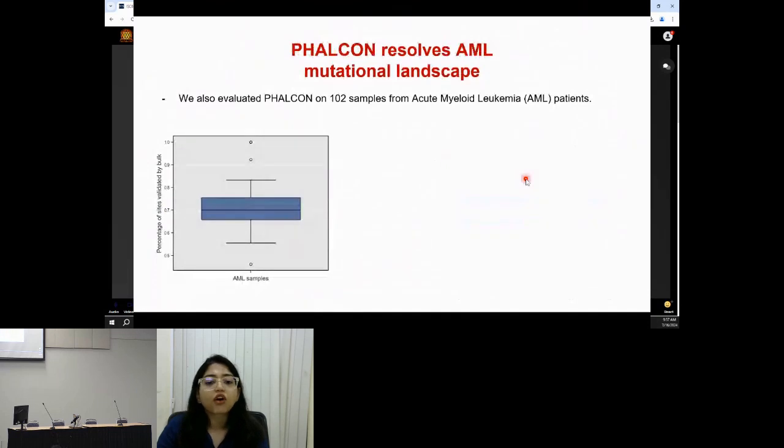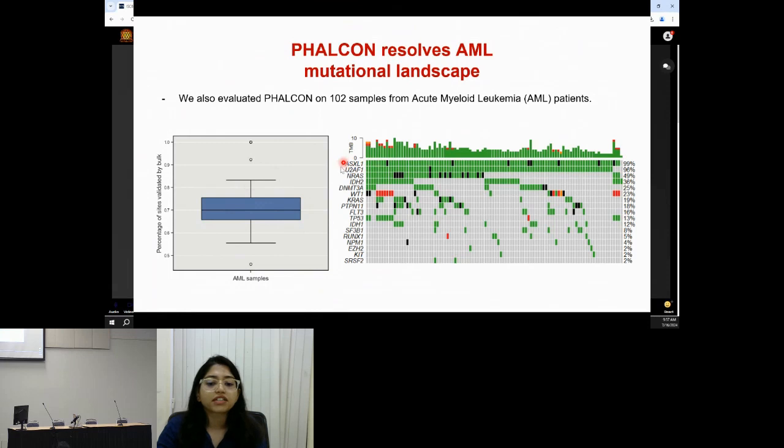Next, we tested PHALCON on a cohort of 102 samples from acute myeloid leukemia patients. And this is the box plot for the percentage of sites that were validated by the bulk. And we are seeing that over 70 to 80% of the somatic mutations that were inferred by PHALCON were also orthogonally validated by the bulk data. We are also finding mutations in two very important genes, ASXL1 and U2AF1, in about 96 to 99% of the samples. And this was not very much highlighted in the study we took this data from.